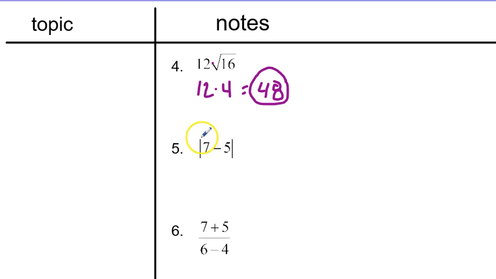For example number 5, these absolute value bars act like parentheses, so we do what's inside these absolute value bars first. We carry down the absolute value bars and then do 7 minus 5, which is 2. The absolute value of 2 is just 2. Remember, those absolute value bars just make anything inside of them positive, so this is going to be positive 2.